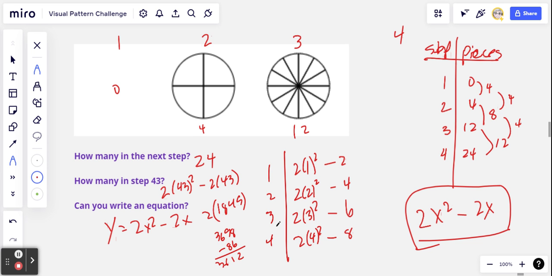Well, how did that go for you? Did you get 24 for step 4, or did you interpret this pattern a little differently? Do you think we needed to have another visual here to differentiate it from some other possible pattern?